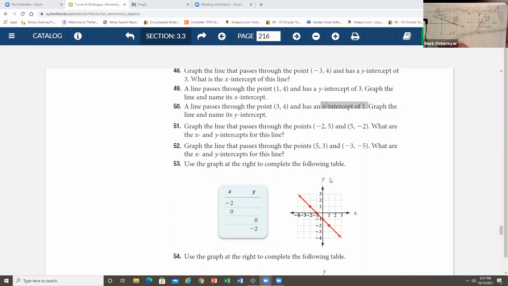All right. What do they tell us about number 52? It says graph the line that passes through the points 5, 3 and -3, -5. A line must pass through those points. I'm going to write those down.